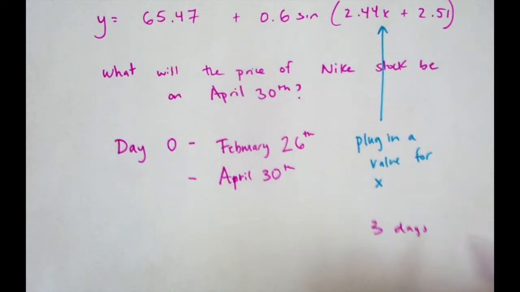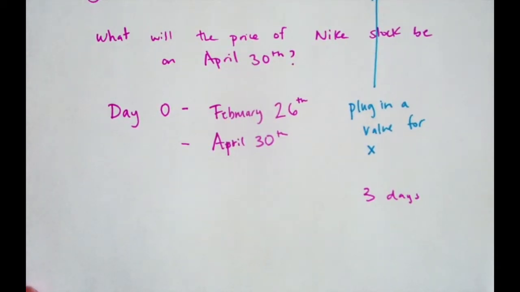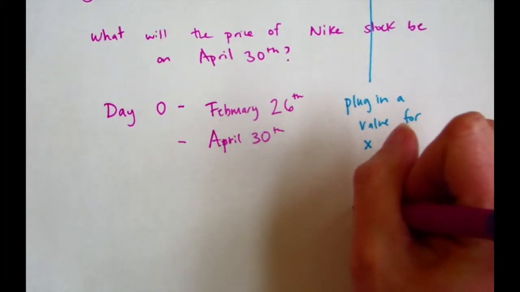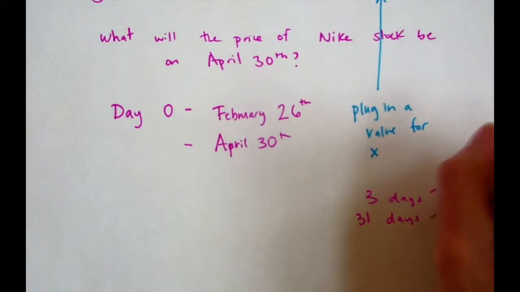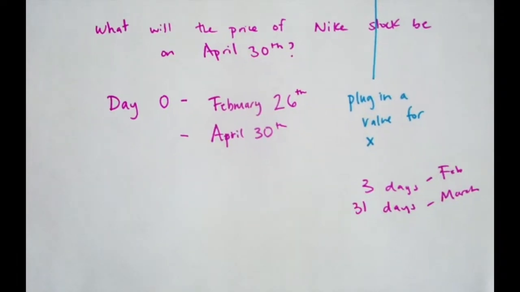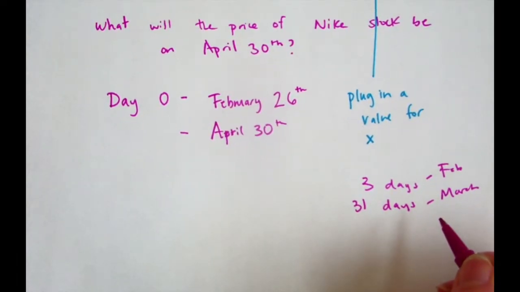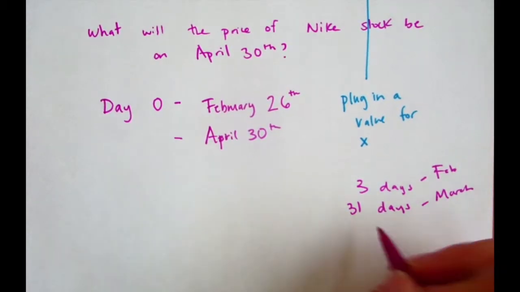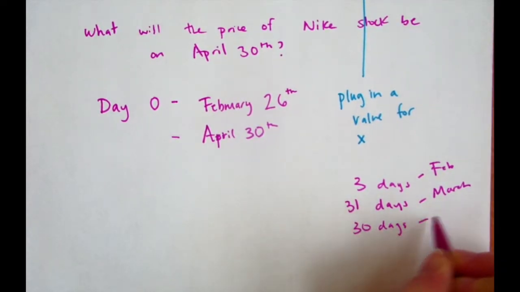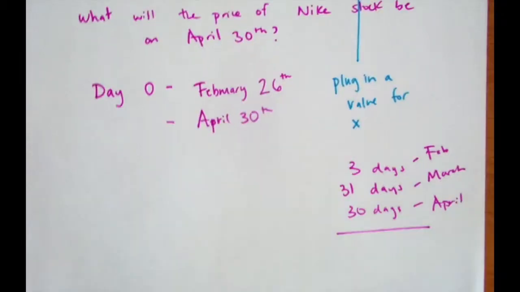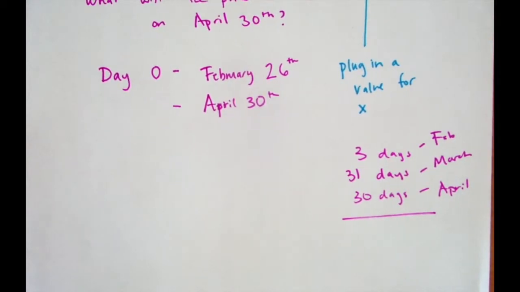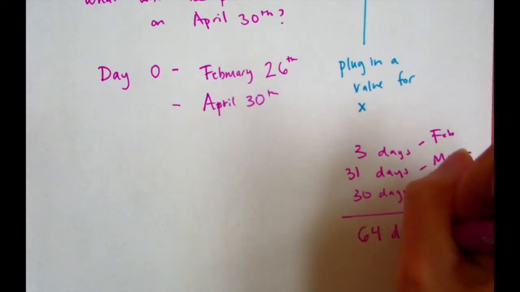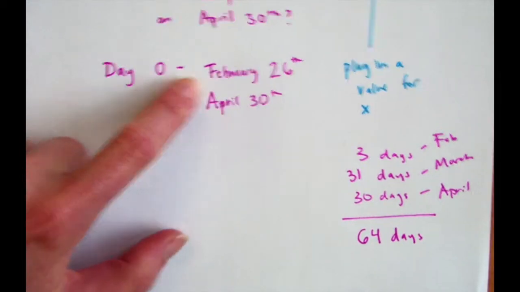And then in March, how many days in March? There are 31 days in March. So these are the days I'm adding from February, and these are the days I'm adding from March. And then I can see that from April 1st to April 30th will be 30 days. So this is the number of days I'm counting in April. So 3 plus 31 plus 30, that's 61 plus 3, which is 64 days. So if I'm defining February 26th as day 0, April 30th is day 64.